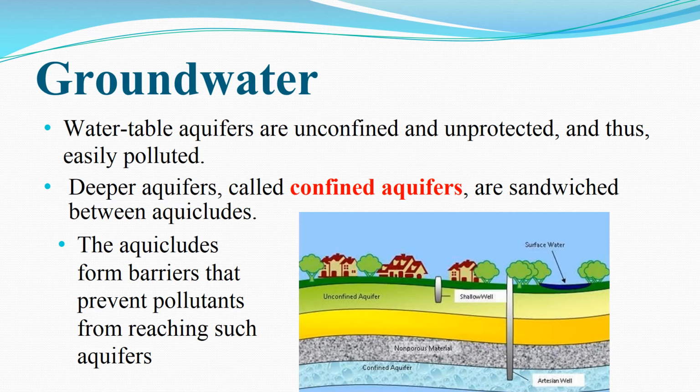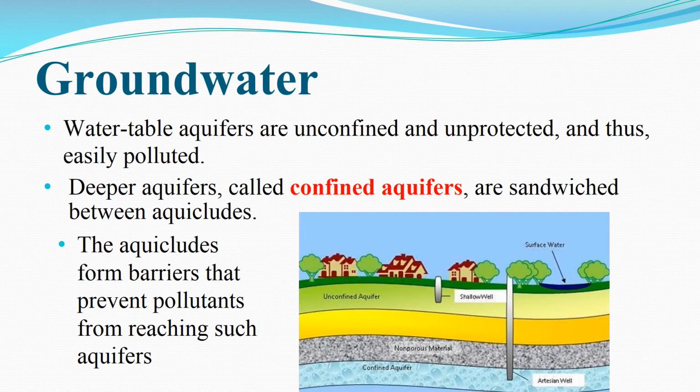Deeper aquifers are called confined. If you're more confined, you see all the layers the water goes through. It has to take a long time to get there. Now, where would you probably want your water to come from? You probably want to get your water from the artesian well, as you see in this picture. You don't really want it from the shallow well, because there's a lot of things that could go wrong.